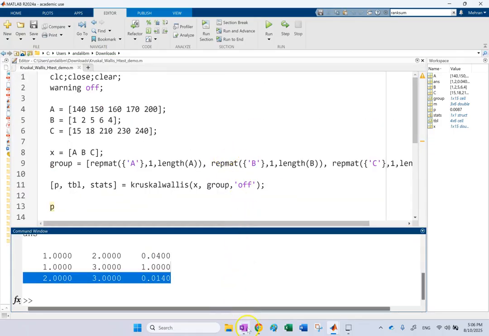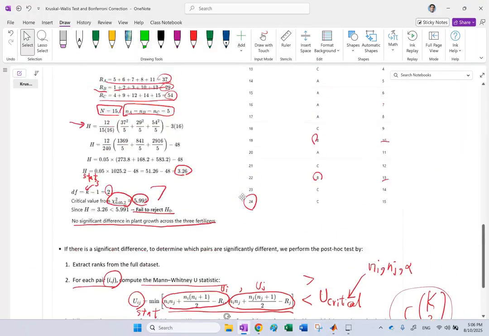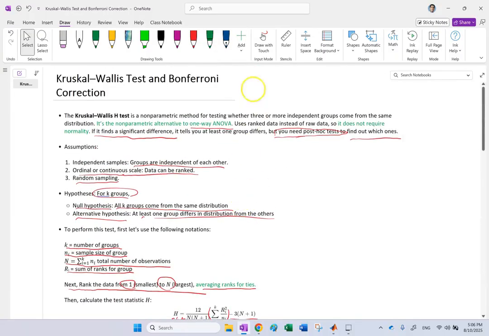So this is the post hoc test that you can do after the Kruskal Wallis, and for correction of alpha, you can use the Bonferroni.